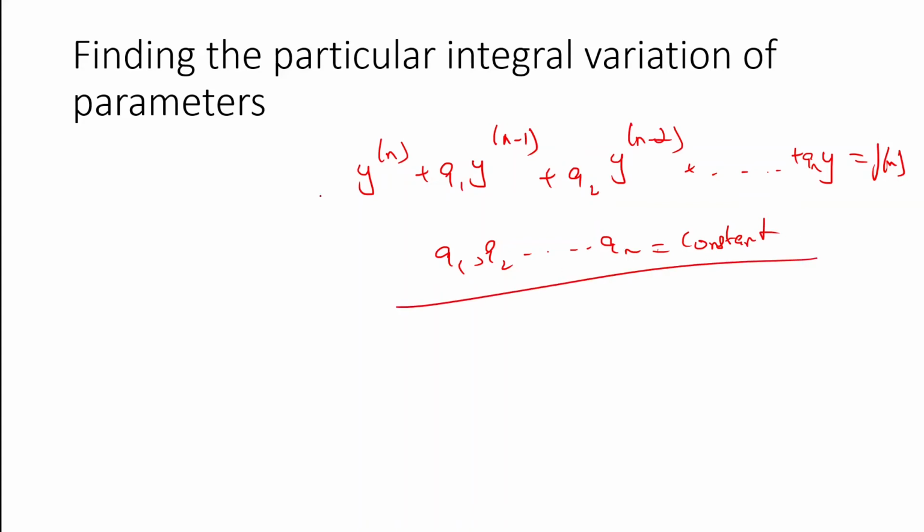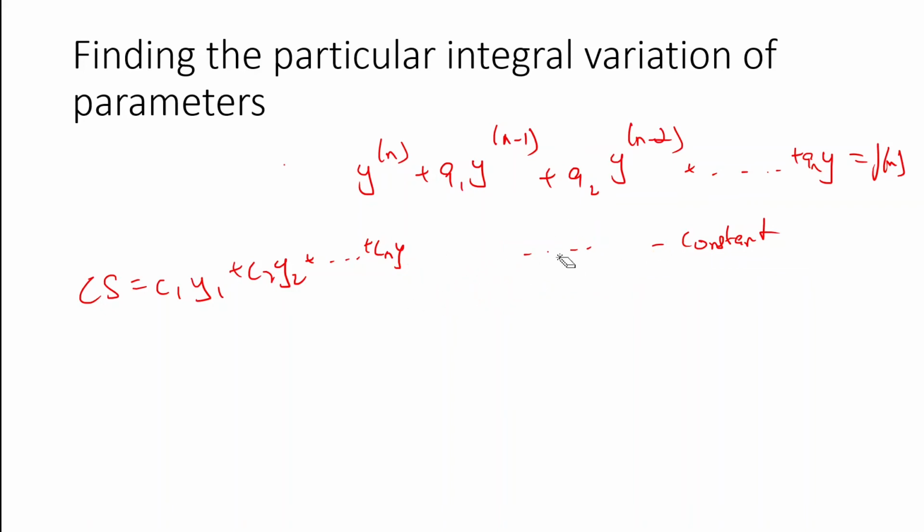So let's say this complementary solution was c1 e power lambda x, so c1 y1 plus c2 y2 up to cn yn. After solving the homogeneous type, we got y1, y2, yn, and then we did a linear combination and got c1 y1 plus c2 y2 plus cn yn. I'm pretty sure you know how to find the homogeneous part now after the previous slides. So I will directly write the complementary solution as CS equal to this.